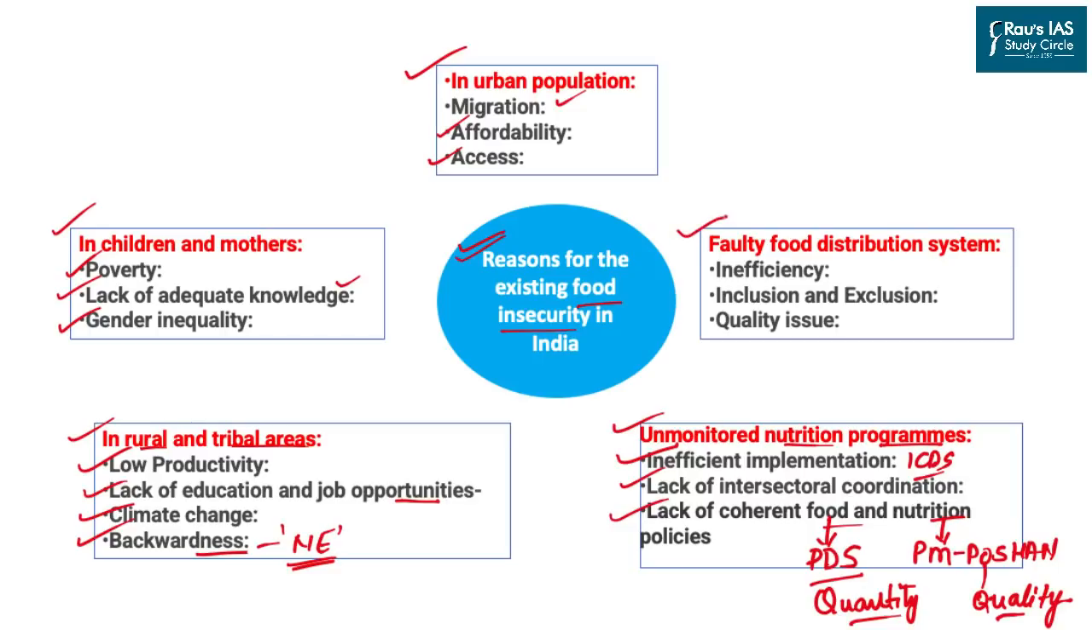And the last one is your faulty food distribution system. It is inefficient, and it is both inclusive and exclusive. There are some people who are getting enough food while there are others who are getting absolutely no items.